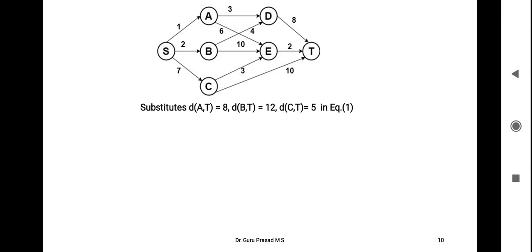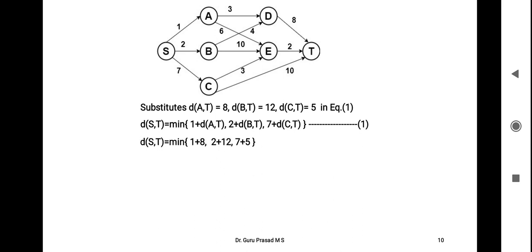Substitute these values in equation 1. Equation 1 is d(S, T) equal to minimum of 1 plus d(A, T), comma 2 plus d(B, T), comma 7 plus d(C, T). Substitute the values in equation 1. We got d(S, T) equal to minimum of 1 plus 8, comma 2 plus 12, comma 7 plus 5. That is equal to minimum of 9, comma 14, comma 12. In this, the minimum value is 9. d(S, T) equal to 9.